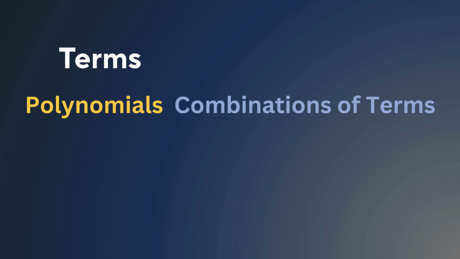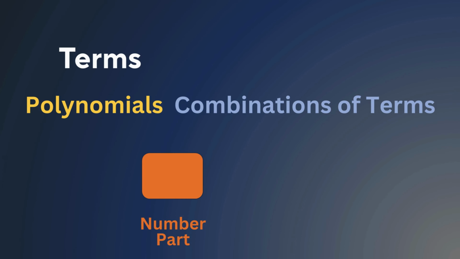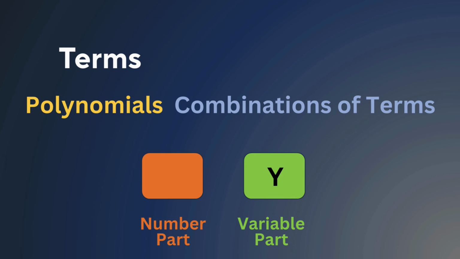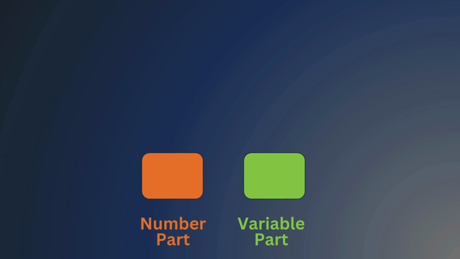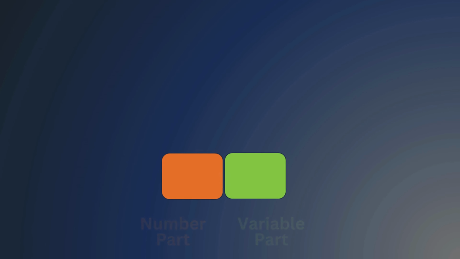Before we jump into polynomials, we need to first understand what terms are, because polynomials are just combinations of terms. Okay, so in algebra, a term is a single mathematical expression that consists of two key components. The number part, like 2, 4, or 3.7, and the variable part, like x or y. Simply, a term is essentially a product of a number and a variable, though. We often don't write the multiplication symbol.